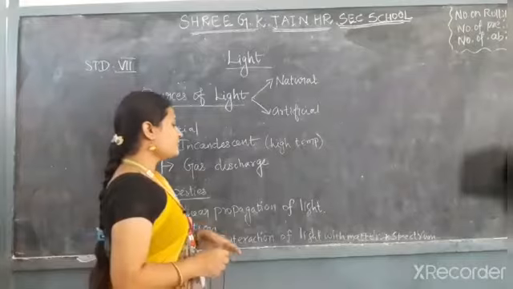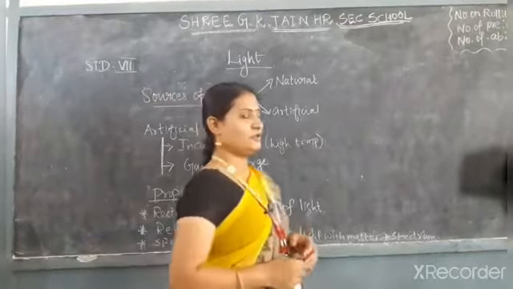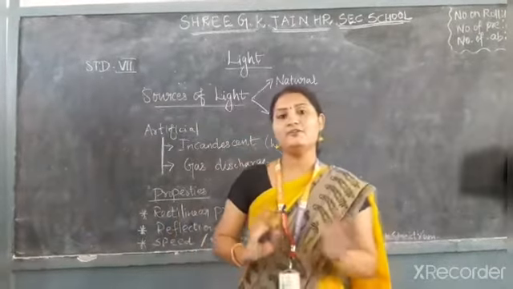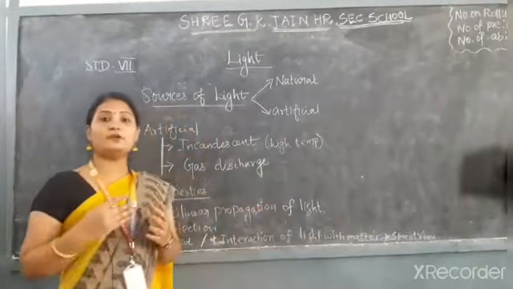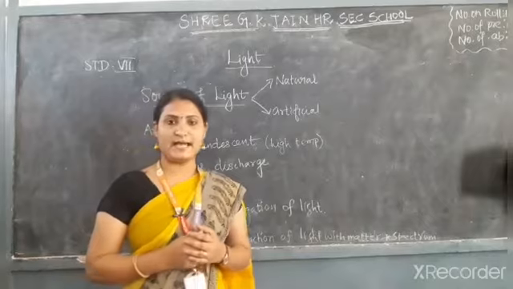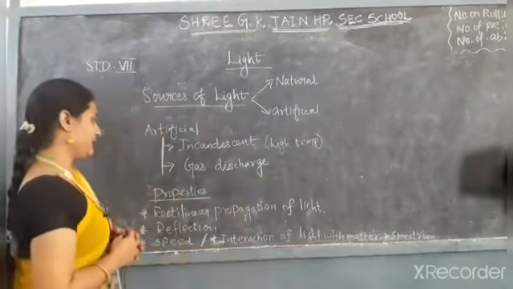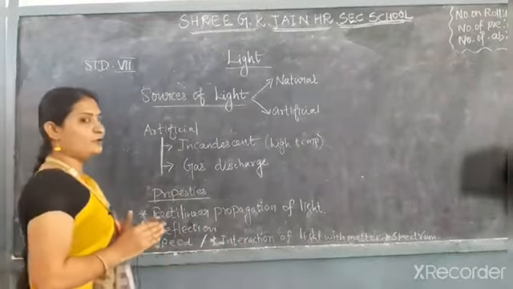And interaction of light with matter. It will interact with matter. Then spectrum, the light will produce a spectrum. So these are some properties of the light.